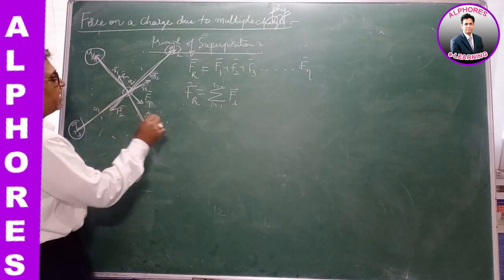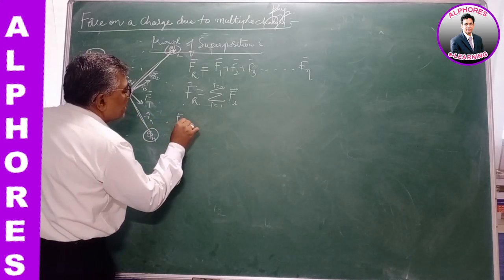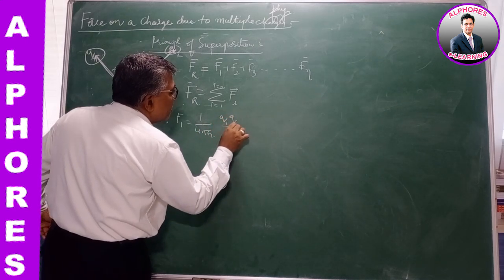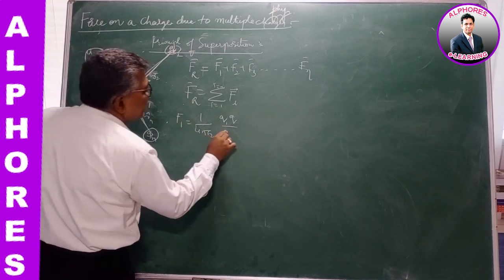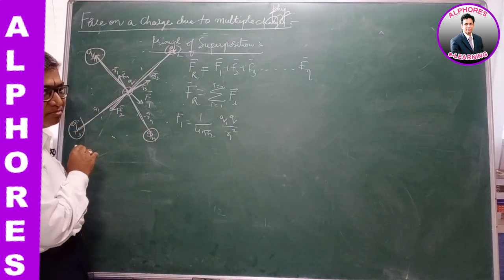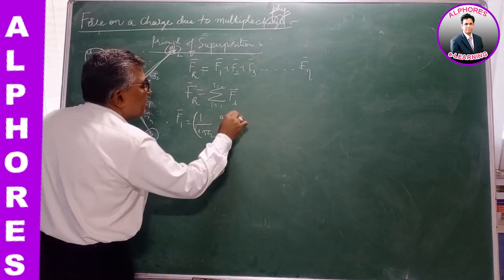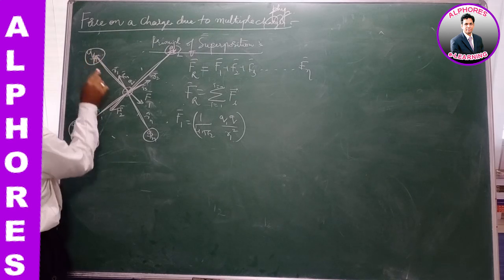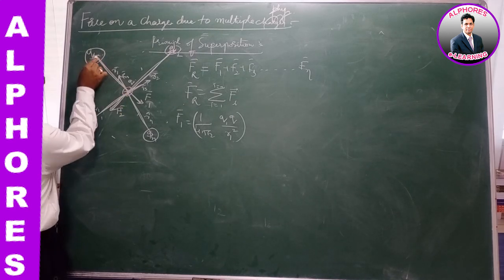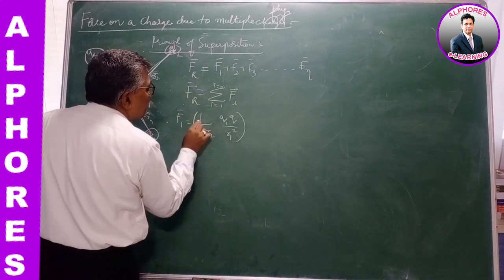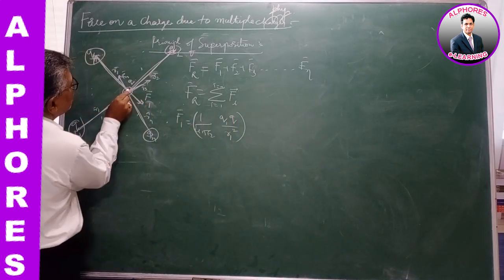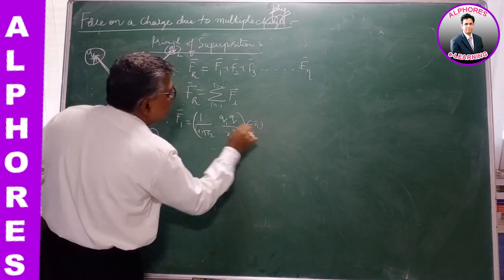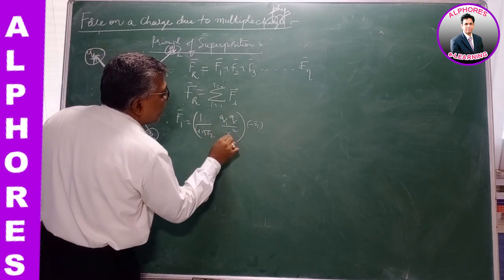Now, we know F1 is equal to 1 by 4 pi epsilon naught, Q1 into Q by R1 square, the magnitude, and the direction is given along R1 bar. Here the direction is opposite, since I have considered them as like charges, both positive. So F1 bar is 1 by 4 pi epsilon naught, Q1 Q by R1 square, times minus R1 cap, because the direction is opposite to R1 bar.